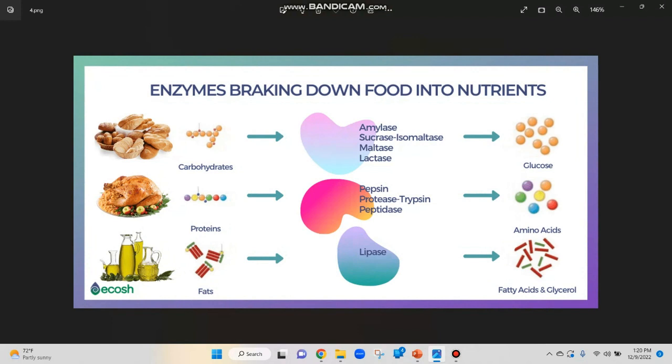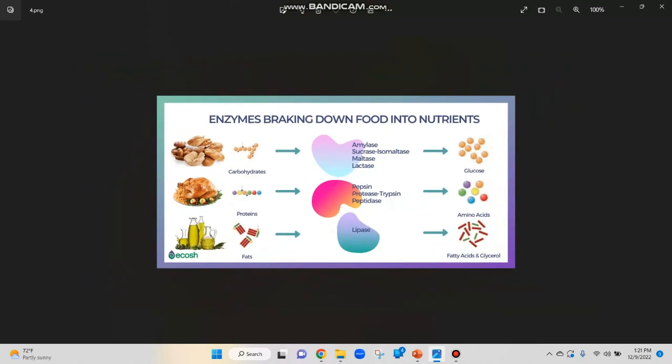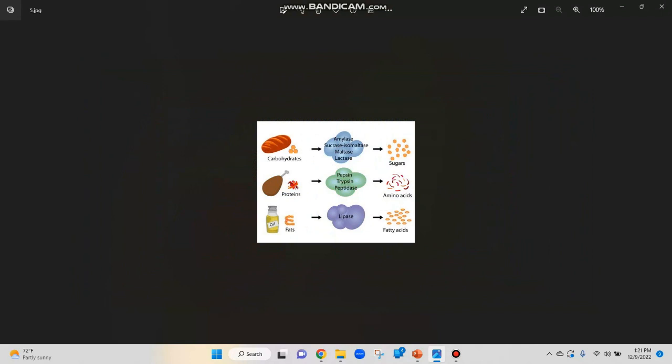Fats are present in oily food, butter, cheese, excessively oily things. This is a complex molecule of the fats. If you see over here, they're broken down by lipase, which is an enzyme, into fatty acids and glycerol. If you see over here, this is what the structure becomes and from which to which it breaks down.